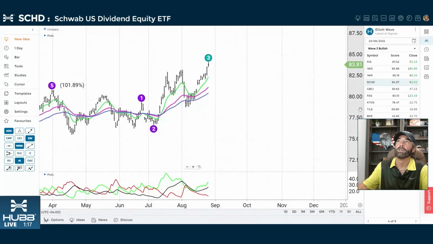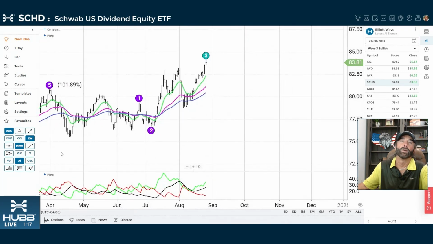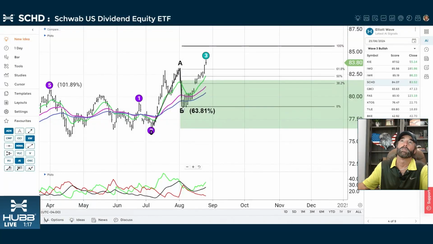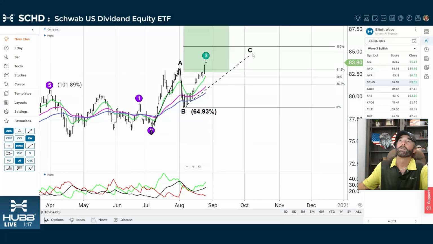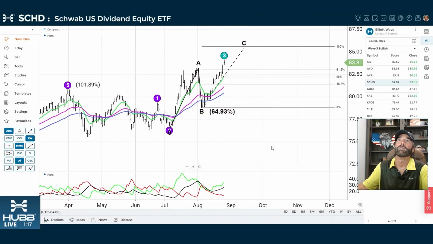In addition to this, which I did put in the graphic on the alert that was sent out, I'm just going to do it live for you here. We have a zigzag pattern to the upside, and those targets are almost identical. The C wave extension is almost exactly where the AI target is.